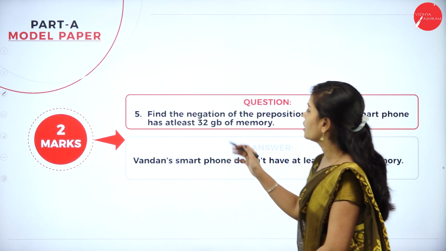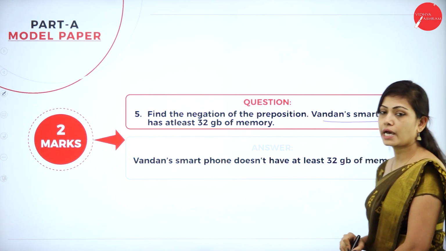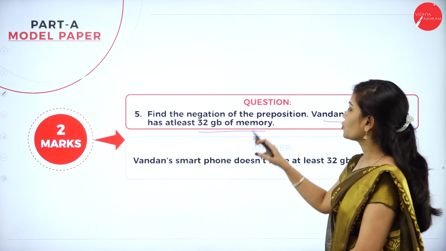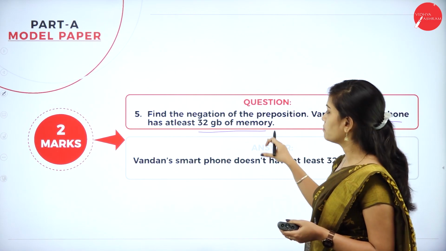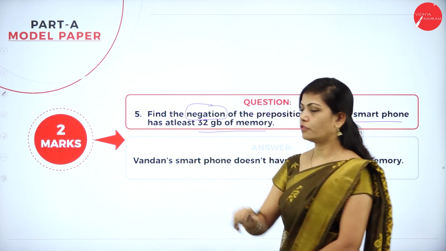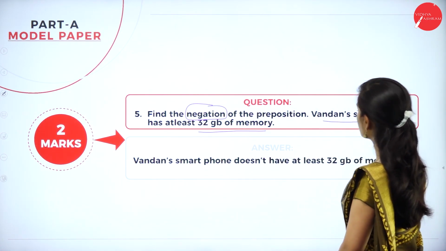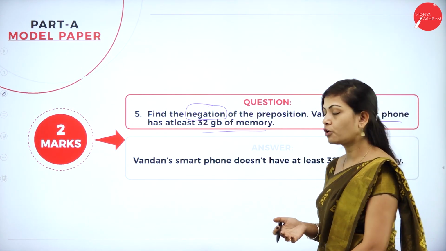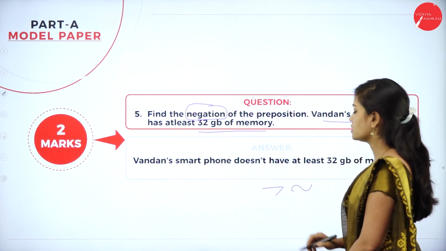And next is: find the negation of the proposition. Vandana's smartphone has at least 32 GB of memory. So in propositions you have some logical connectives, right? Here we find the negation. What is negation? It is just the opposite of the given statement. So what is the negation of this? Negation can be represented by this symbol, or you can also use this negation symbol.